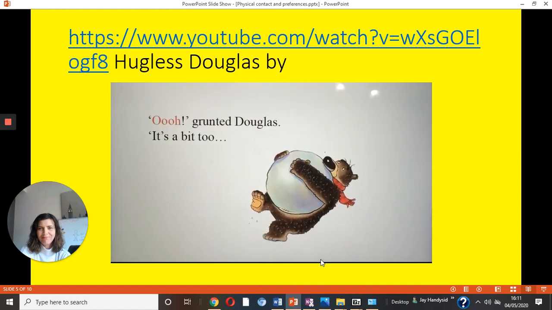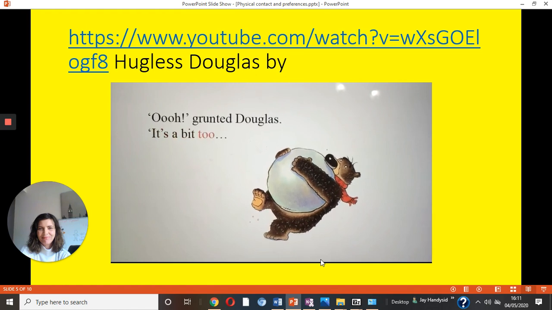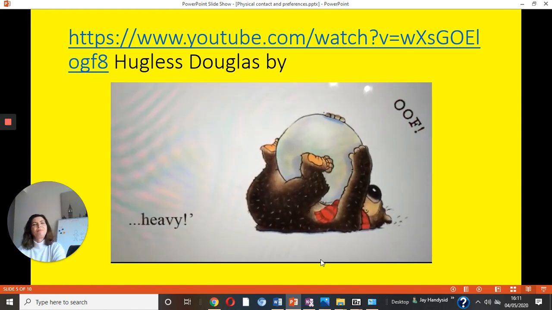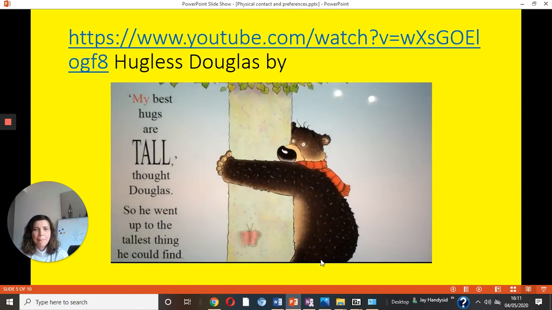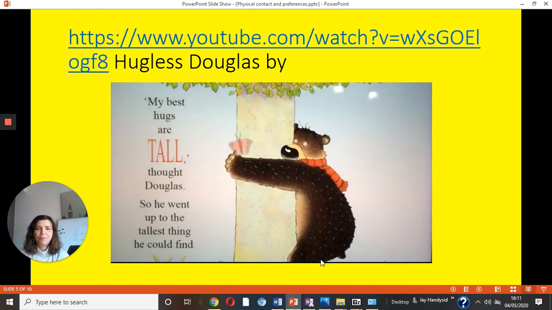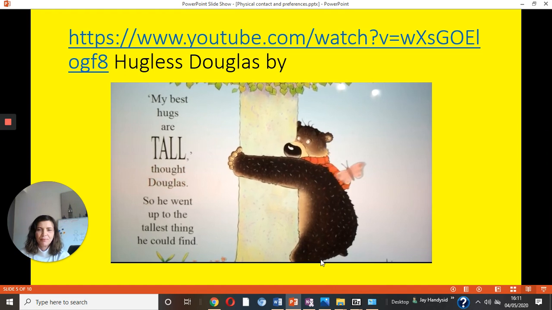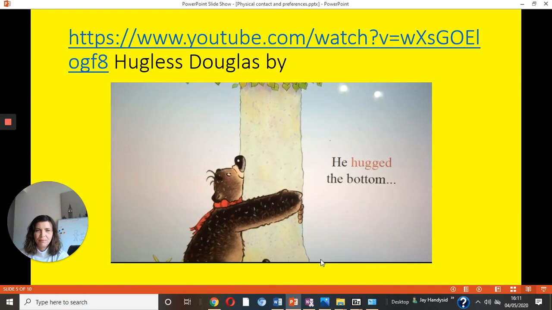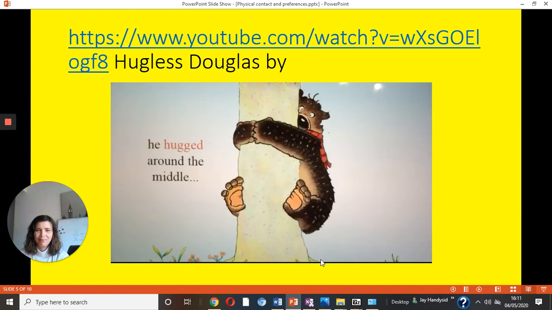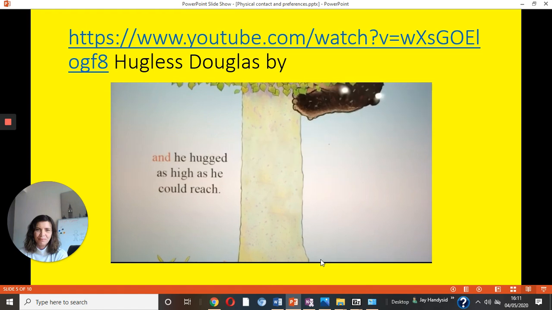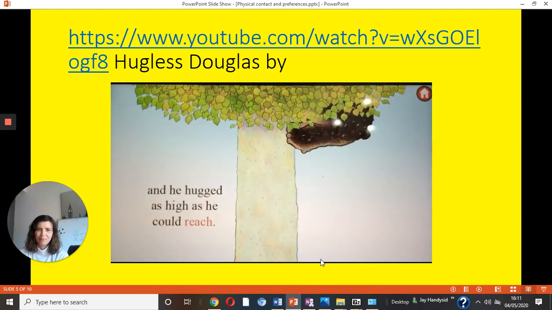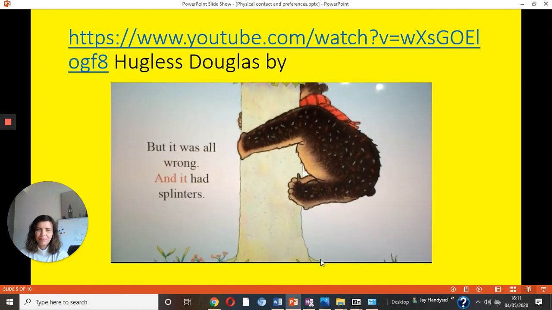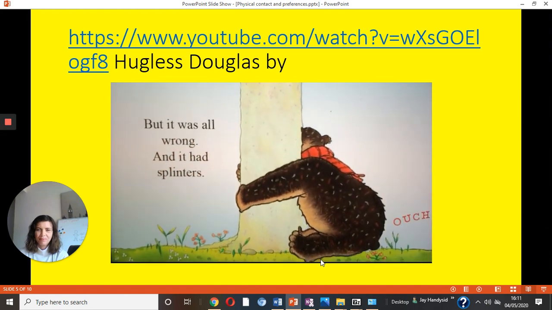Oh, grunted Douglas. It's a bit too heavy. Oops. Oh. Poor Douglas. My best hugs are tall, thought Douglas. So he went up to the tallest thing he could find. He hugged at the bottom. Oh. He hugged around the middle. Oh. And he hugged as high as he could reach. Oh. But it was all wrong. And it had splinters. Ouch!